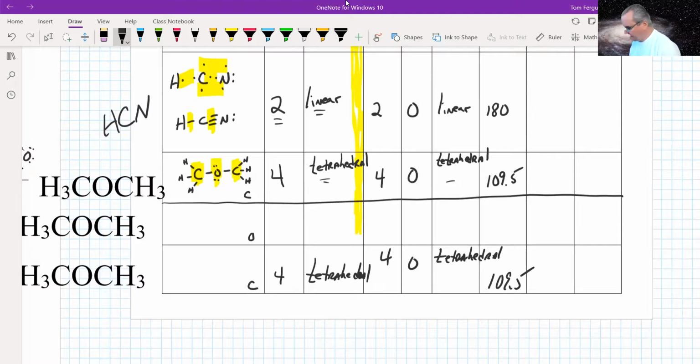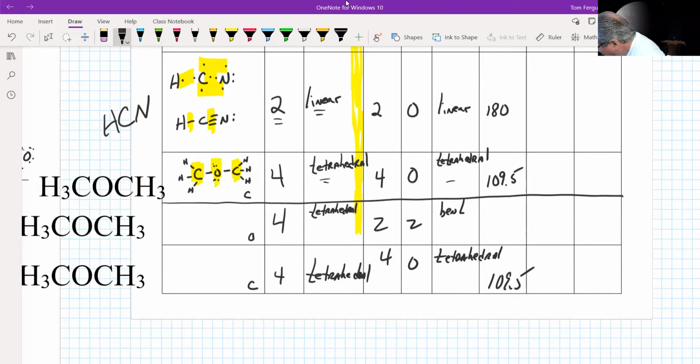Okay, now what about the oxygen? The oxygen has 4 also. 1, 2, 3, 4. That means the oxygen is tetrahedral. But it has 2 bonding and 2 non-bonding. That means that is bent or angular.